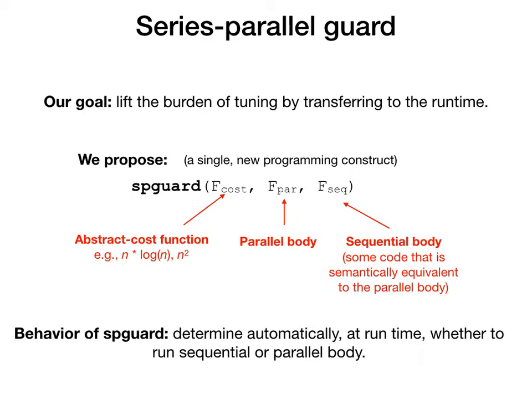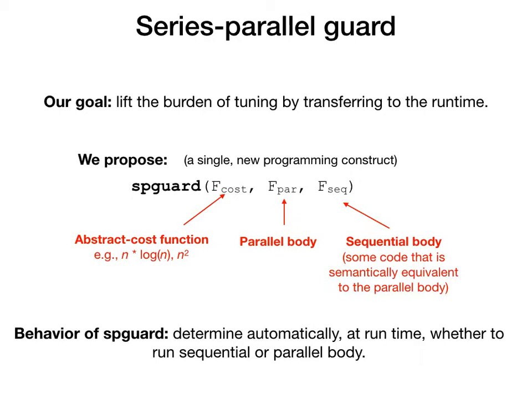The component that we propose to manage the tuning is what we call the series parallel guard, or SP guard. It's a new kind of control flow construct that picks between parallel and sequential execution at runtime on the fly. The SP guard consists of a parallel body, which is a function supplied by a client that performs some parallel computation. There's also the sequential body, which performs a sequential computation that's semantically equivalent to the parallel body.